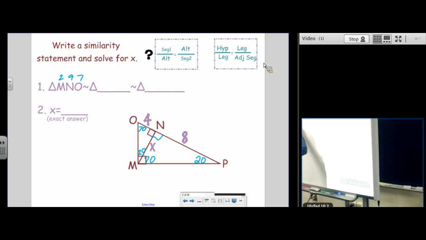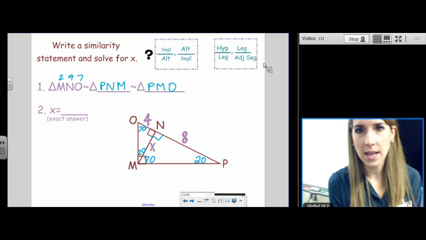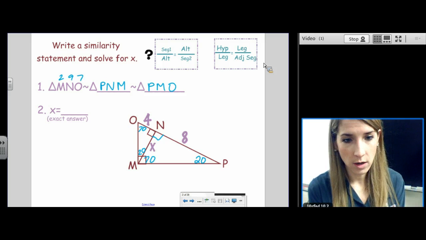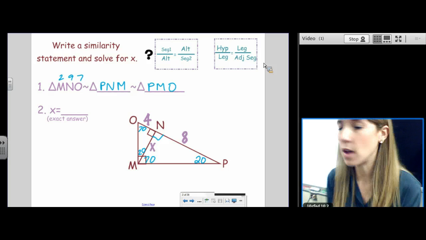Are we okay with that? 20, 90, 70. Now we're going to name the large one. We're going to go 20, 90, 70. P, M, O. And I know that sounds silly, but it is important to name them in the right order so that you are matching up your corresponding parts of your similar triangles. The order matters.